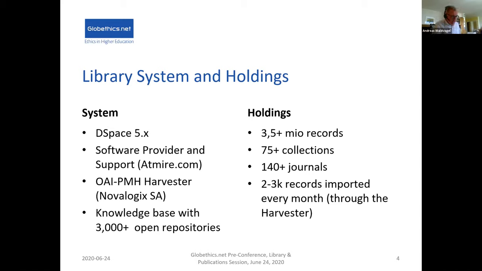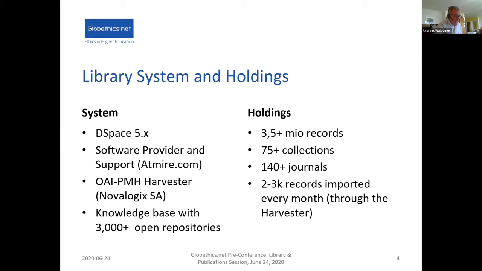Thanks to our software provider and developer atmaier.com, a company based in Belgium, we now have a cloud-based, out-of-the-box, and highly standardized repository installation that we no longer need to maintain and upgrade ourselves. This will help us save money and make the system more sustainable. Furthermore, this system gives us greater visibility on the internet. It can be harvested by third parties, and it is much more user-friendly than the old one.